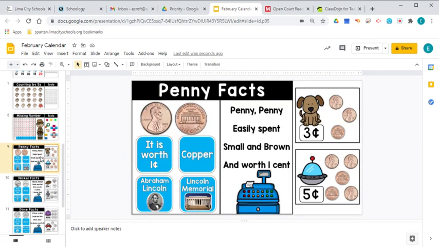Yesterday, we talked about the penny a little bit, and penny, we said, is worth 1 cent. Penny, easily spent, small and brown, and worth 1 cent. And it's not just brown, it's that copper color, right? It's more of a reddish brown.